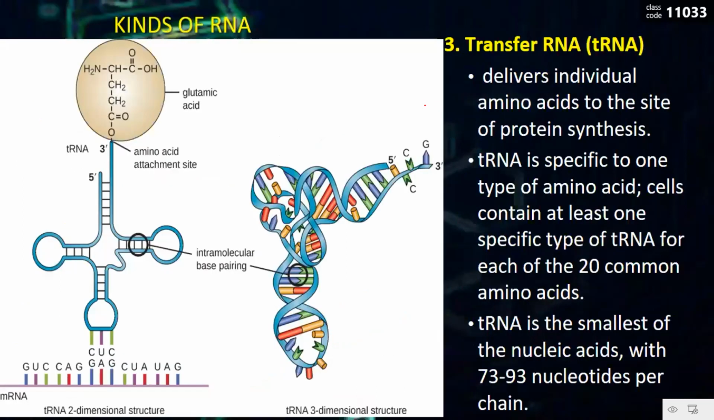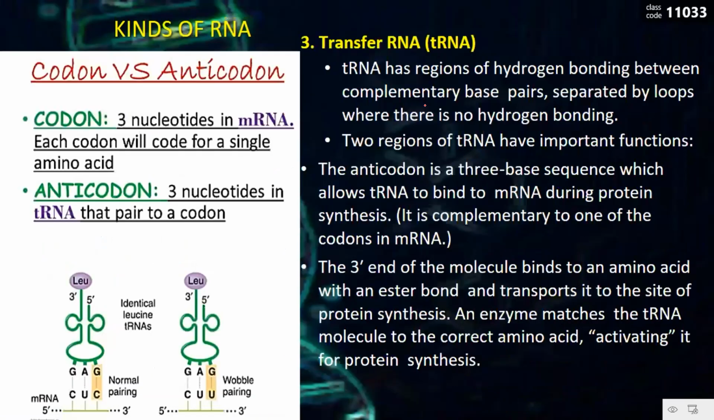Then lastly is the transfer RNA. What does it do? It transports and delivers the different amino acids for protein synthesis. So that is its use. So how is the process? How is the protein created from the DNA? What is the coding you are talking about, sir? It is because of the codon and anticodon.